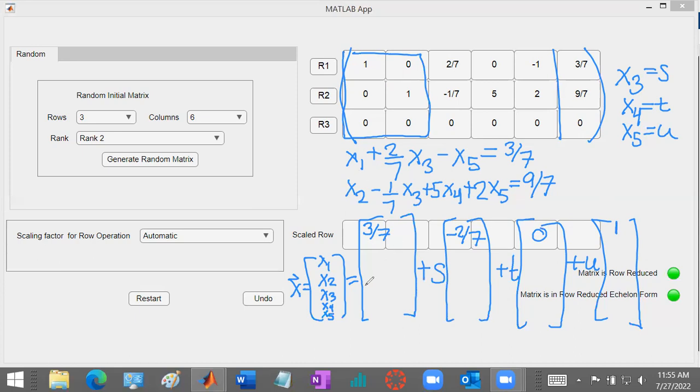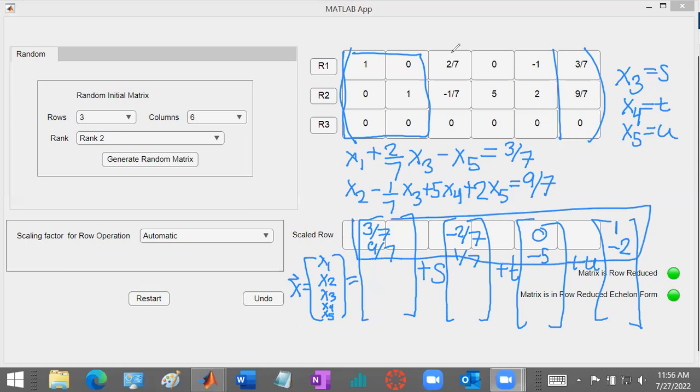X2, when we move this over, so they're constants. That's 9/7. We move this over, we get x3 is s, so we get 1/7 x3, which is 1/7 s, so 1/7. And what about x4? This could be minus 5 x4. That's t, so minus 5. And what about u? U is x5. x5, when we move it over, we get minus 2u, so it's going to be minus 2. And these are the only equations that we solved for, x1 and x2. These are our pivot columns.